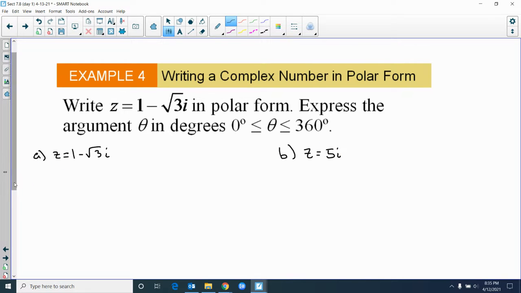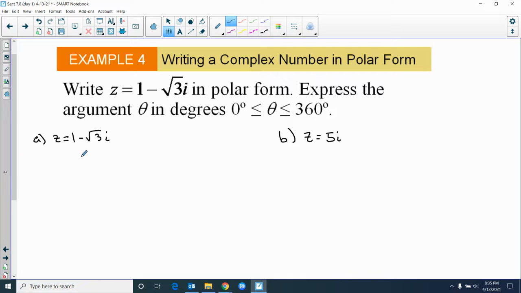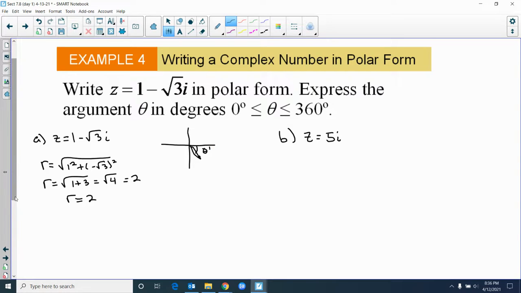Okay, now for Z equals 1 minus square root of 3 I, we need the R value. R equals the square root of 1 squared plus negative square root of 3 squared. That is 1 plus 3, which is the square root of 4, which equals 2. So that's your R value. Well, just think about where this point is: 1, negative square root of 3. It's got to be in quadrant 4. Okay. We're going to find that reference angle.